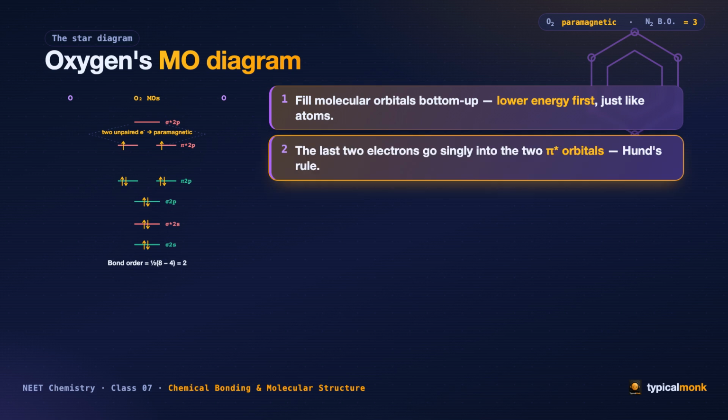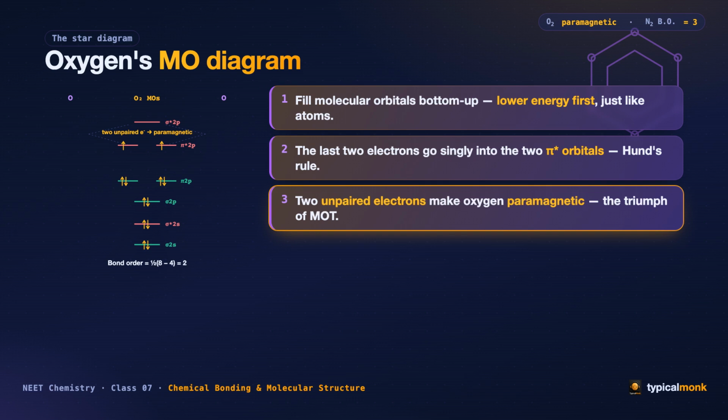Now watch the top. After the lower orbitals fill, the last two electrons reach the two pi star antibonding orbitals, which sit at equal energy. By Hund's rule, they go in singly, one in each, spins parallel before either can pair. And there it is, two unpaired electrons sitting alone in the pi star orbitals. That is exactly what makes oxygen paramagnetic, drawn to a magnet. Now this is the triumph of molecular orbital theory. It predicts what Lewis dots never could.